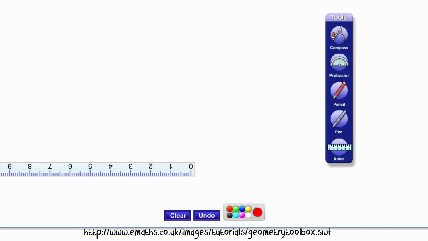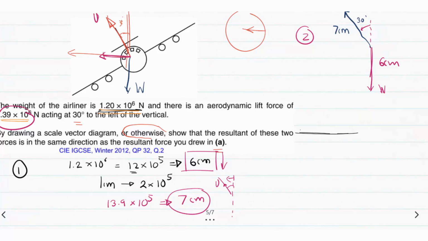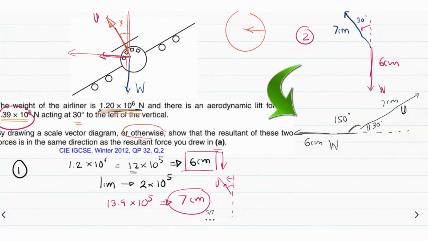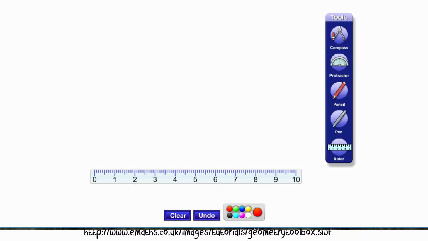So I'm going to do one thing. I'm going to make the 6 centimeters the base so that I can draw the angle of 30 degrees. I draw the line, and I can draw a line of 7 centimeters, and then I can complete the parallelogram. A bit of geometry: if this is 30, automatically this angle would be equal to 150. So I'm going to draw this, where 6 centimeters is the base, representing weight, and 7 centimeters is the uplift. I just rotated it to accommodate it on my construction screen.